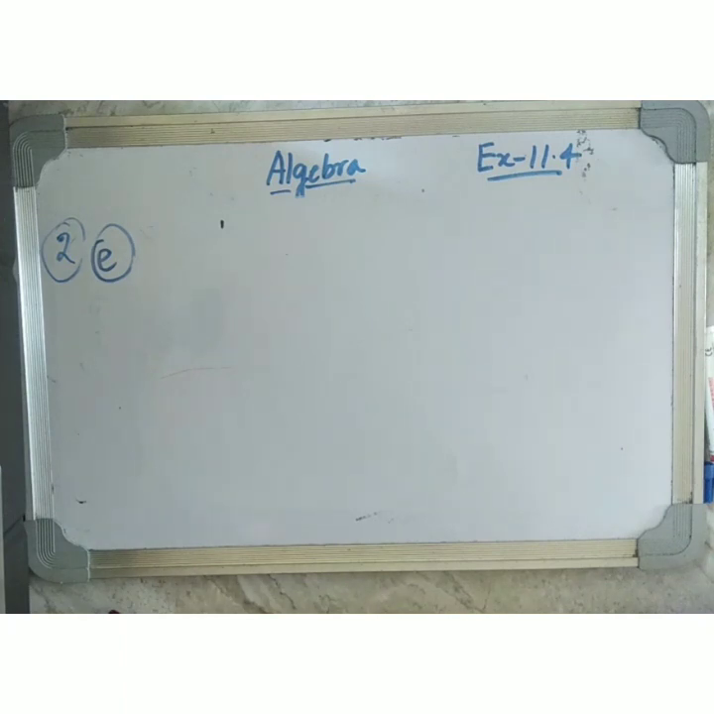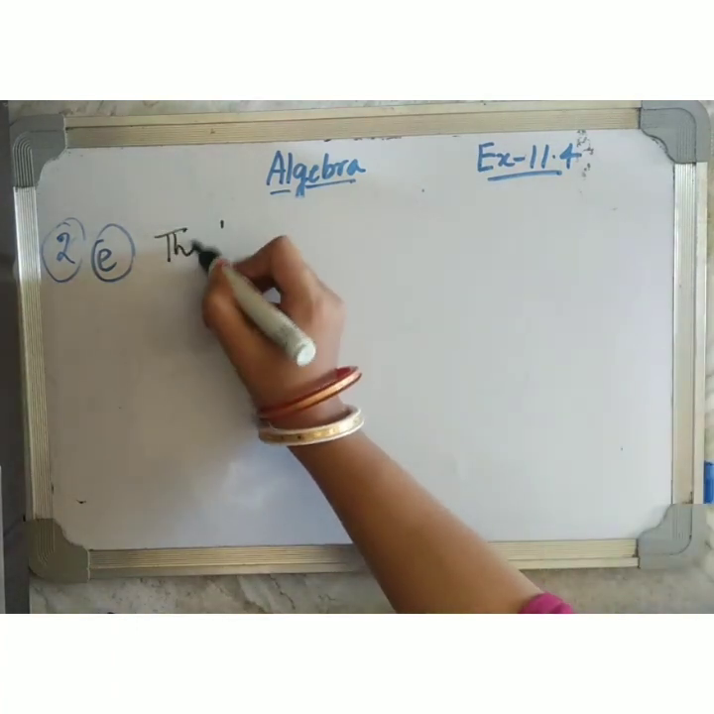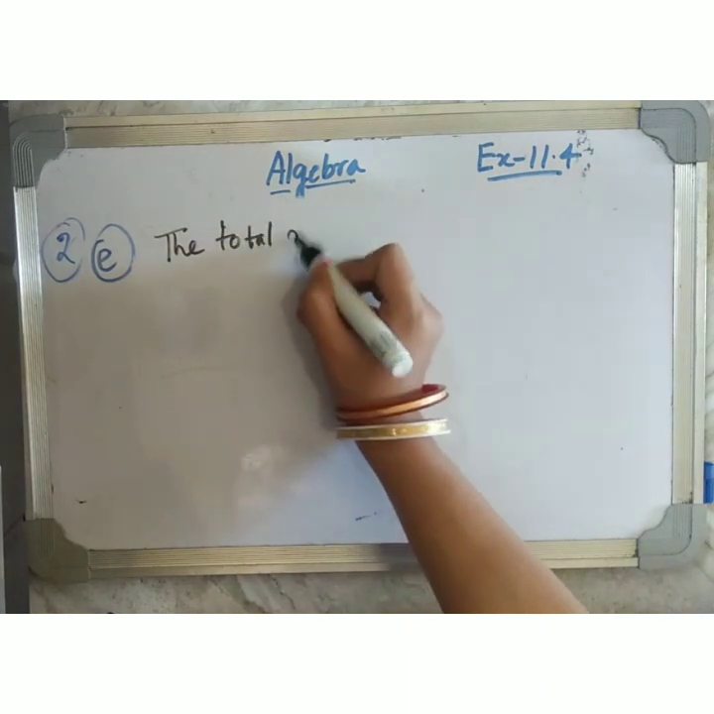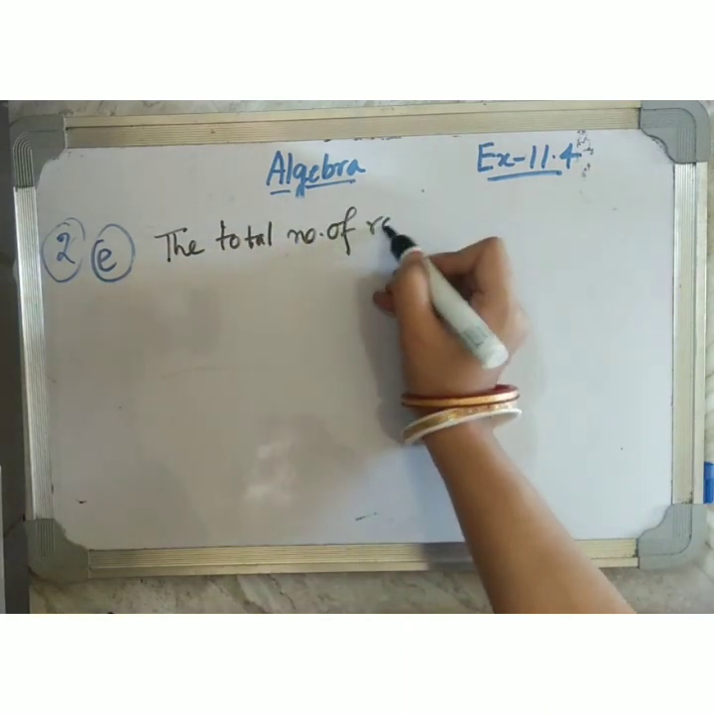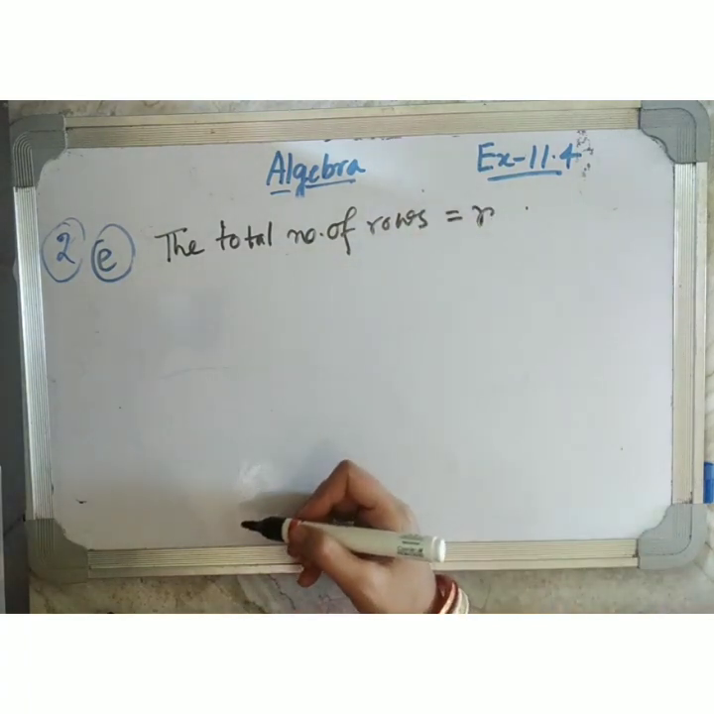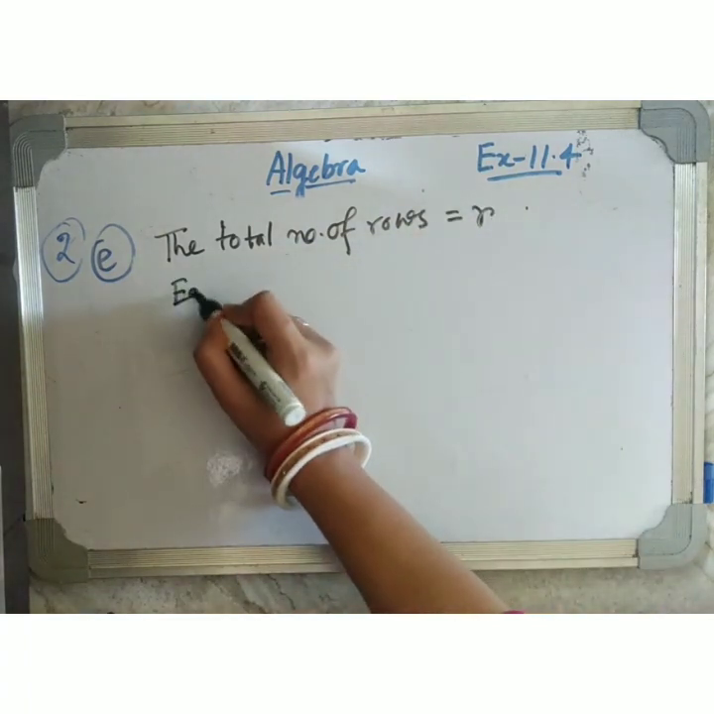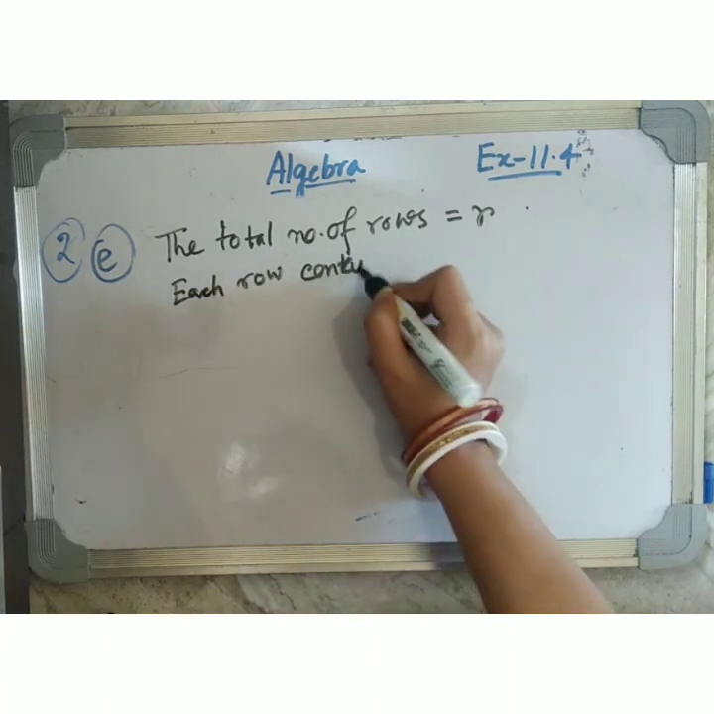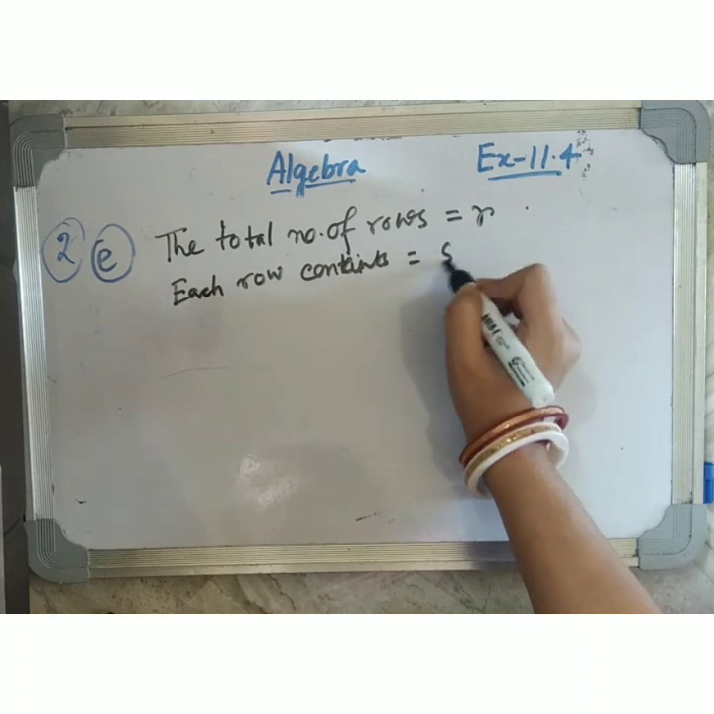In this question it is written, in an arrangement of dots there are R rows. Each row contains 5 dots. Now let's write the total number of rows are R, okay, and each row contains 5 dots.